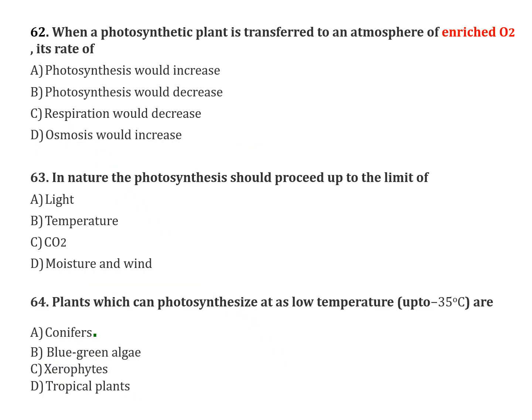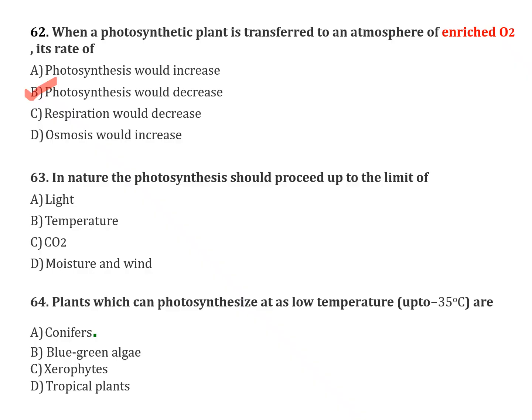When a photosynthetic plant is transferred to an atmosphere of enriched oxygen, its rate of option A, photosynthesis would increase. Option B, photosynthesis would decrease. Option C, respiration would decrease. Option D, osmosis would increase. Correct answer is option B, photosynthesis would decrease. The next question number 63.